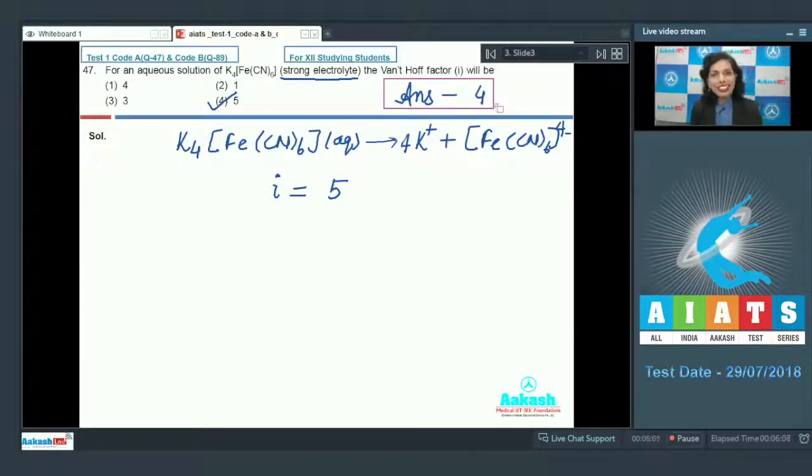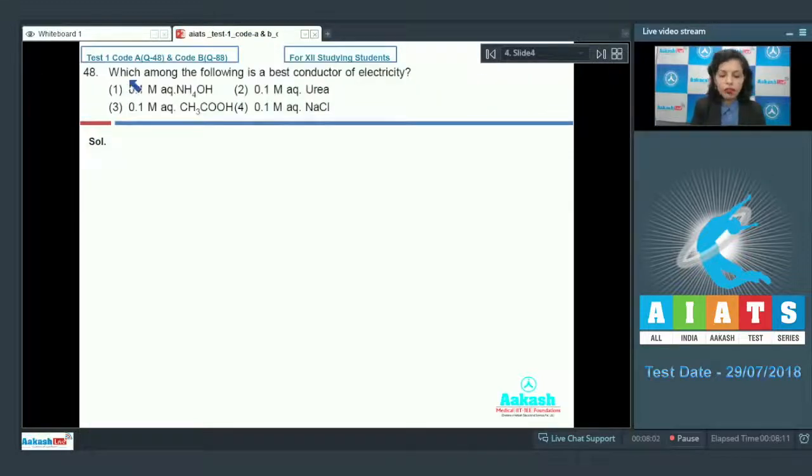Now let's take the next question. We have question number 48, which among the following is the best conductor of electricity. We have 4 different solutions, all of them having the same molar concentration. The first one is 0.1 molar aqueous ammonium hydroxide, the second is 0.1 molar aqueous urea, third is 0.1 molar aqueous acetic acid, and the fourth one is 0.1 molar aqueous NaCl, or sodium chloride.